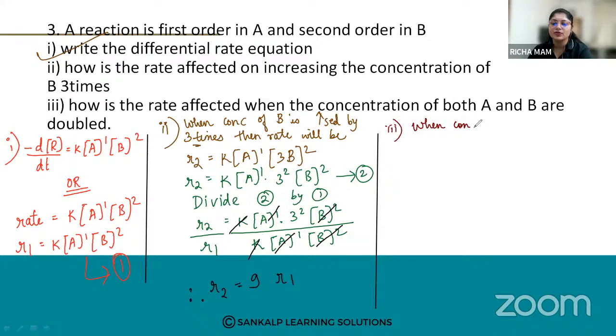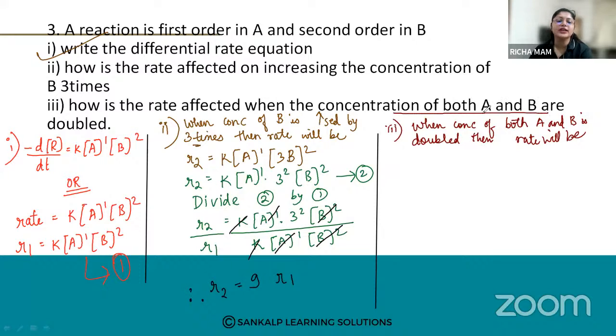When the concentration of both A and B is doubled, then what will the rate be? So the next question is whether the rate is affected when the concentration of both A and B are doubled. So we are doubling both. R3 is equal to K into 2A raised to 1 and 2B raised to 2. The order will remain the same, only the concentration of the reactant we are increasing.